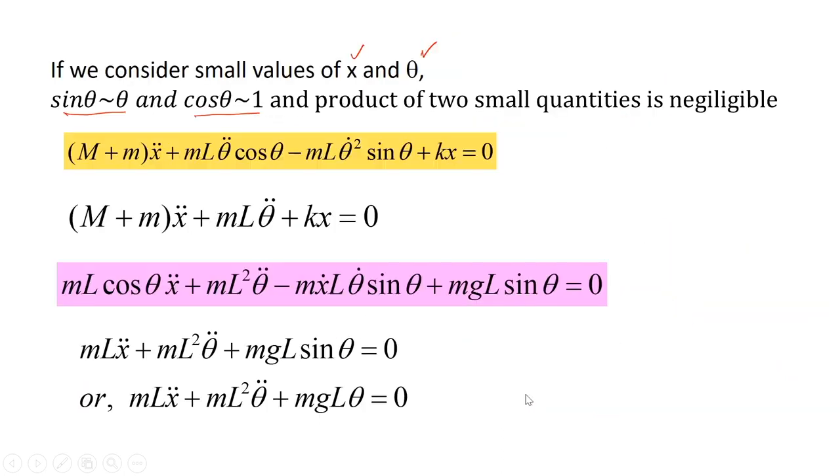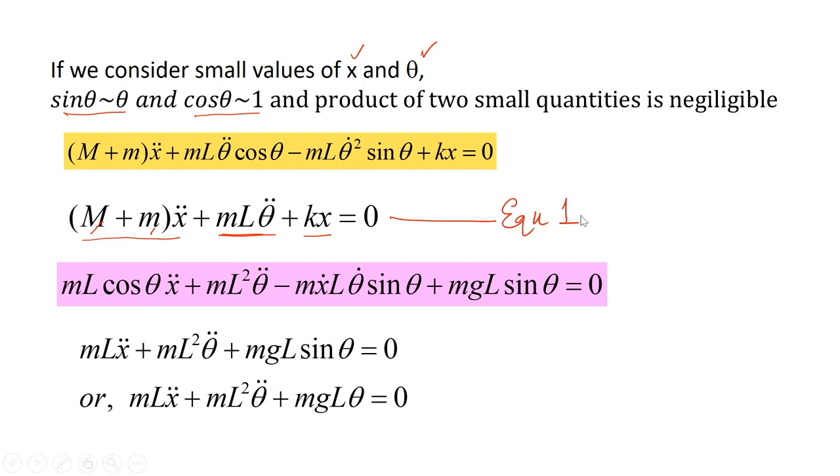So, with this assumption, the two equations are now written as (small m plus capital M) into x double dot plus m l theta double dot plus k x. So, this is the inertia term, again this is another inertia term. So, this is the equation of motion 1.